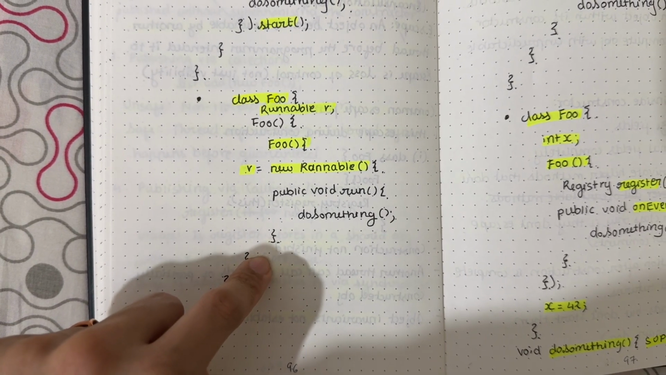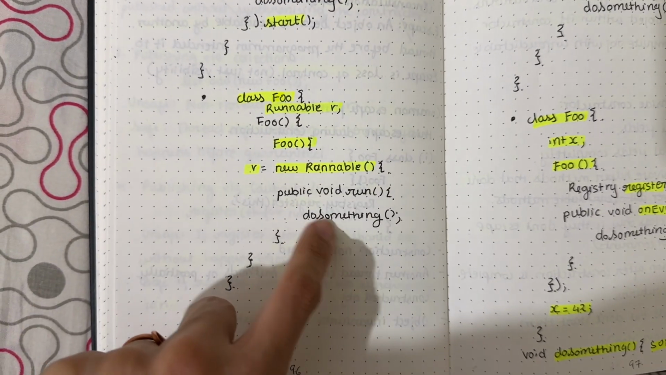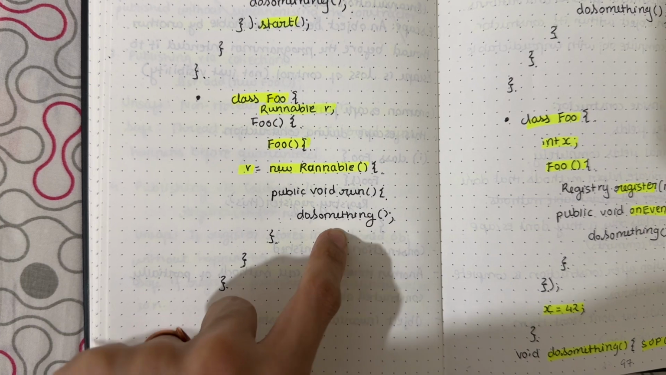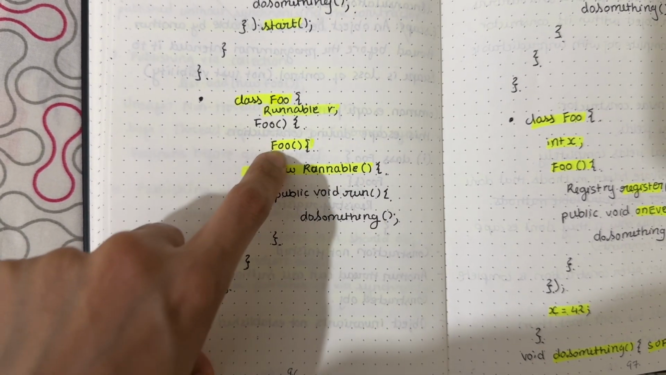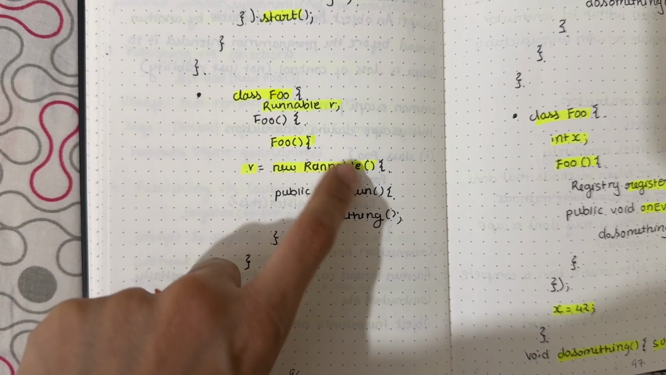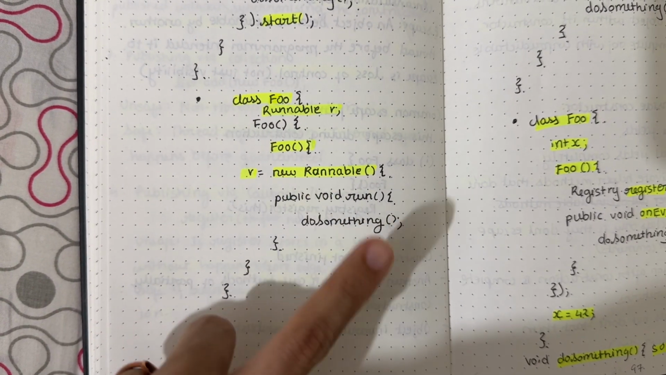Now the problem is, while initializing, if some other thread comes and uses this R to run this Runnable, it can call the doSomething method on a partially constructed Foo object, which means I have let this Foo object escape before it was properly constructed, and this is the second example.